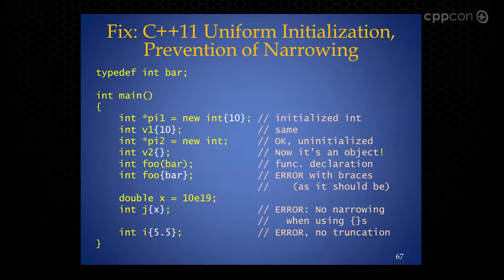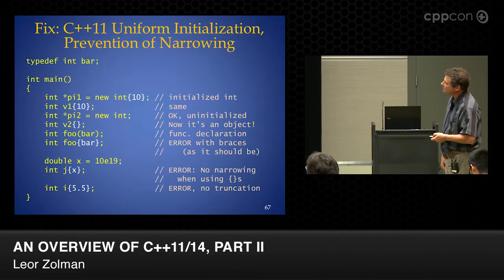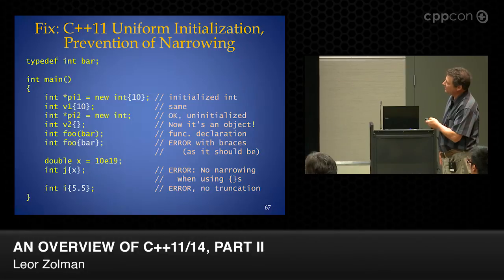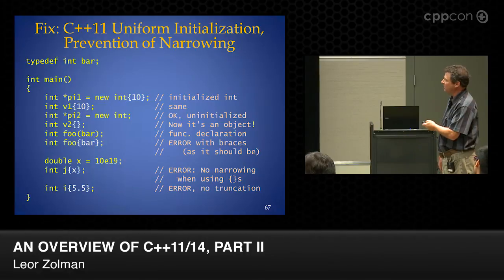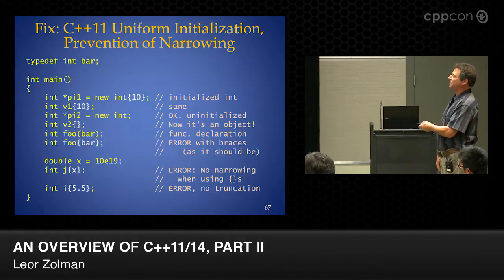So C++11 introduces uniform initialization. The idea being, by finding a new syntax, we eliminate a lot of this ambiguity. Braces are used only for initialization. Okay. Braces here are used only for initialization. So this still initializes that int to 10. So does this. This is still an uninitialized int because the code has to have the same meaning as it did before. This, however, is absolutely unequivocally an initialization of v2 with its default value, which is 0.